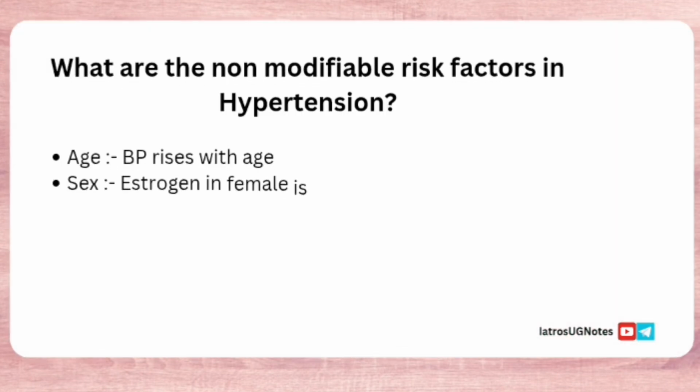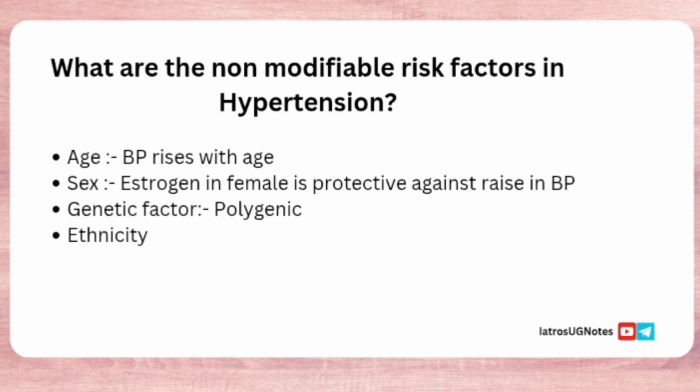What are the non-modifiable risk factors in hypertension? Age. BP rises with age. Sex. Estrogen in females is protective against rise in BP. Genetic factor, polygenic. Ethnicity.